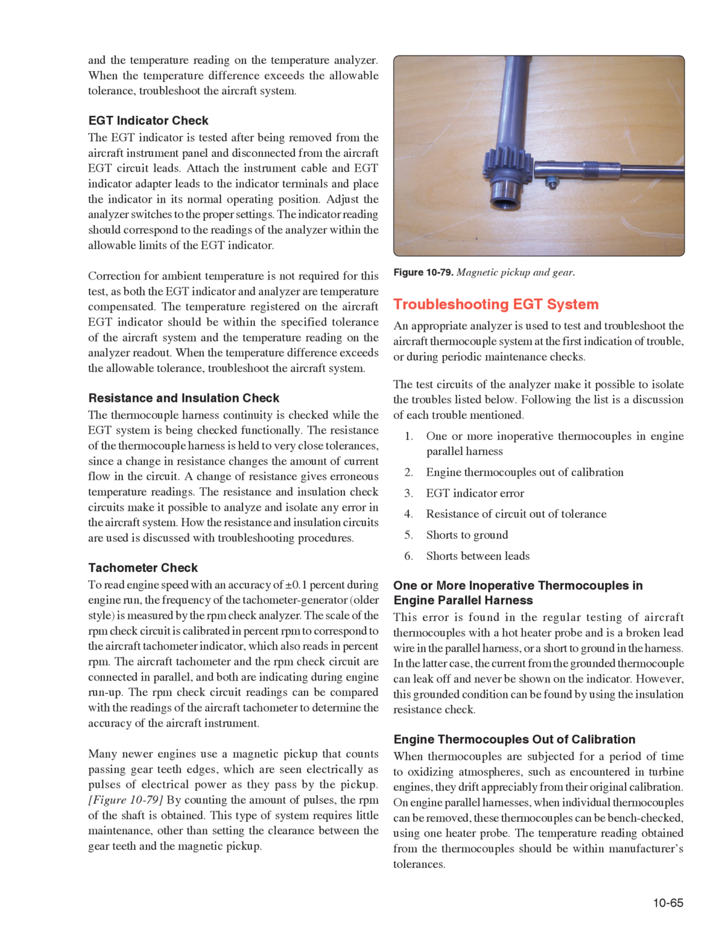Many newer engines use a magnetic pickup that counts passing gear teeth edges, which are seen electrically as pulses of electrical power as they pass by the pickup. Figure 1079. By counting the amount of pulses, the RPM of the shaft is obtained. This type of system requires little maintenance, other than setting the clearance between the gear teeth and the magnetic pickup.